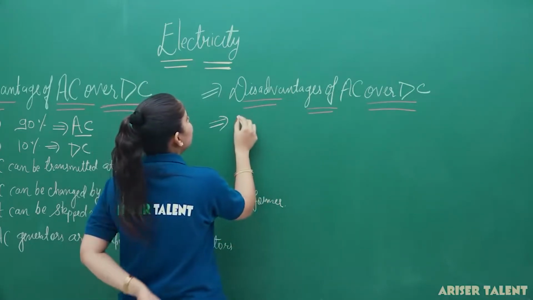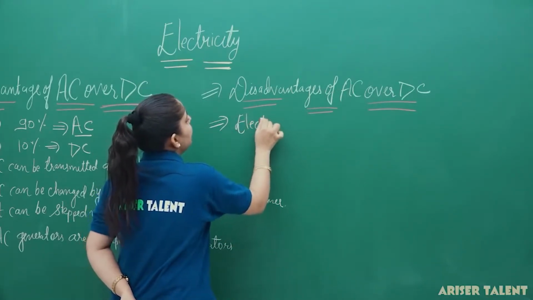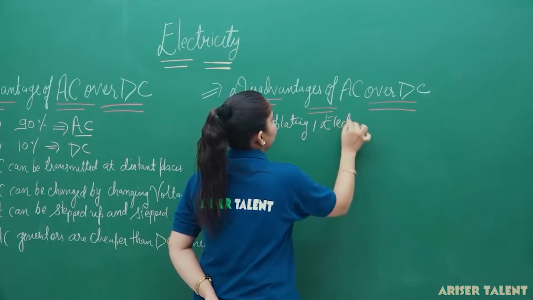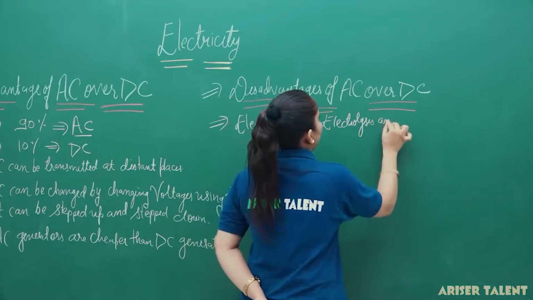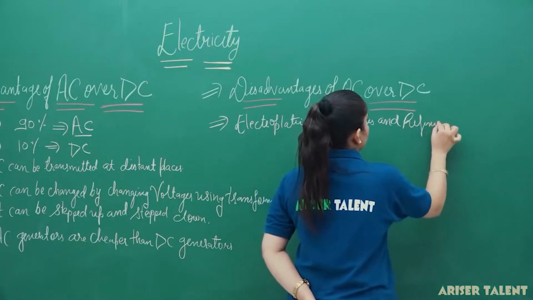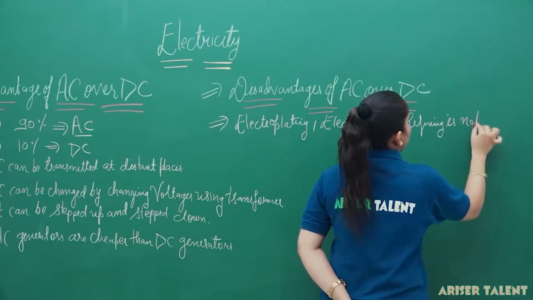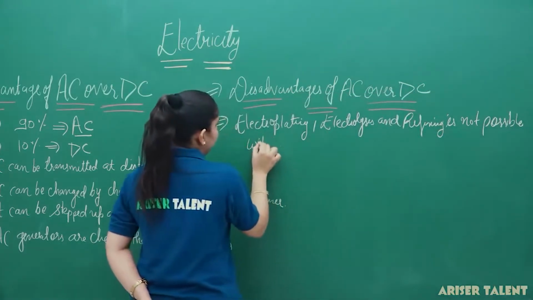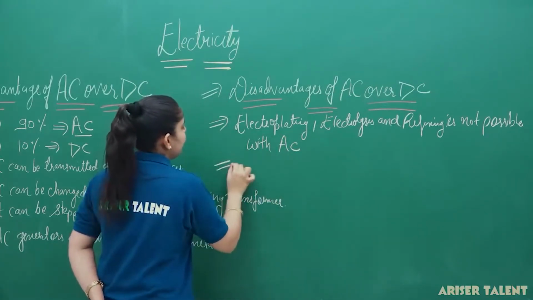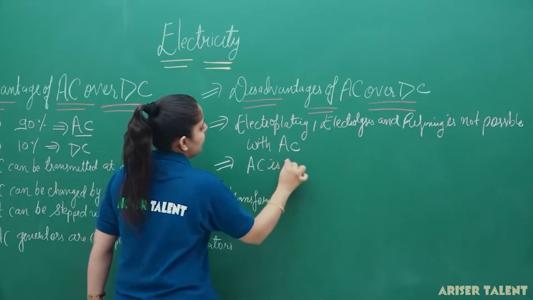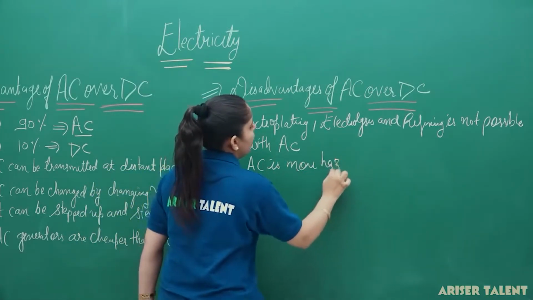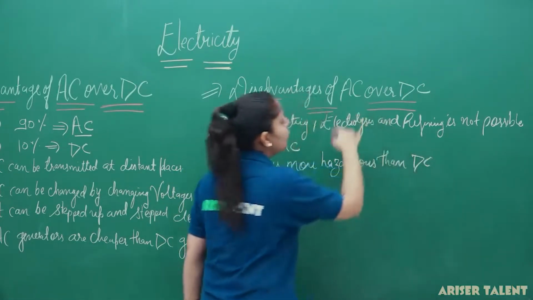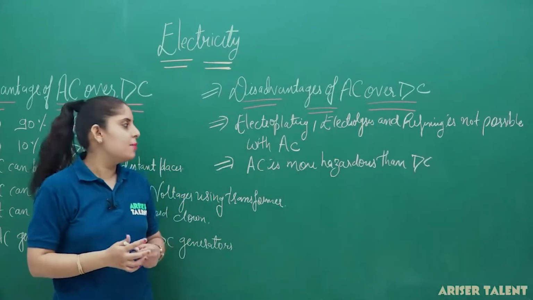So, the first disadvantage is that electroplating, electrolysis and refining are not possible with AC. So, these processes are not possible with AC current. Second feature is AC is more hazardous than DC. It requires a lot of maintenance to carry AC current as compared to the DC current.